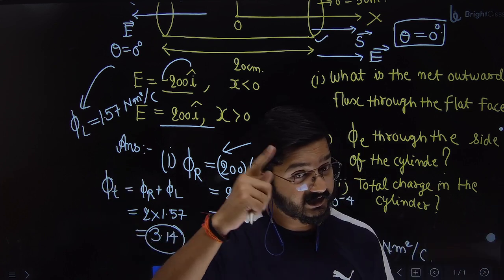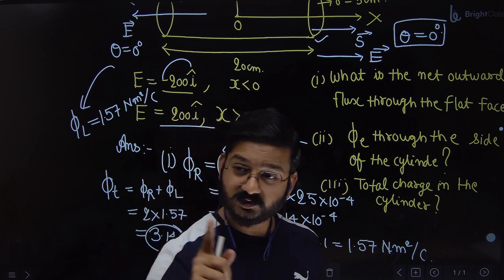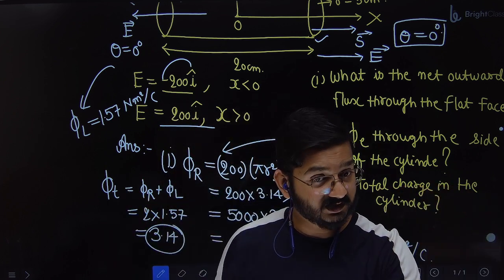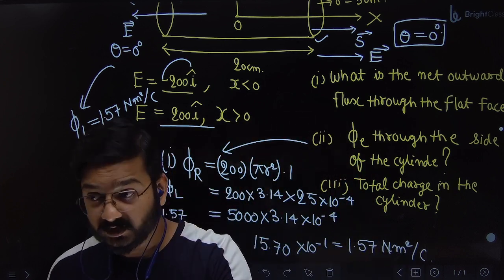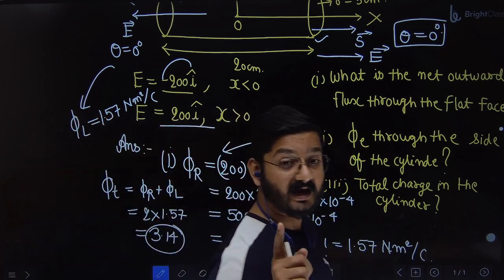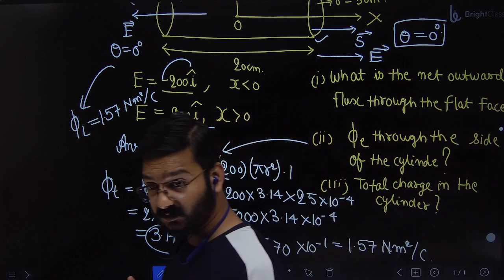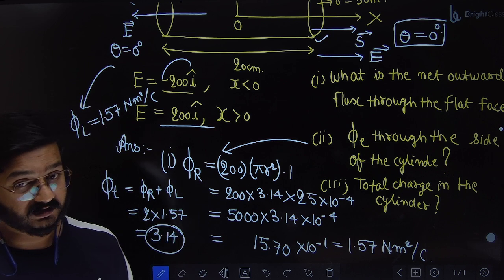The same thing is applicable for electric field also. Electric field is also a vector. Electric field of 10 on the left, 10 on the right, the net electric field is 0. But flux is a scalar quantity. So both will get added. Okay? Both will get added. Don't say the answer is 0. There is no concept of direction in this.